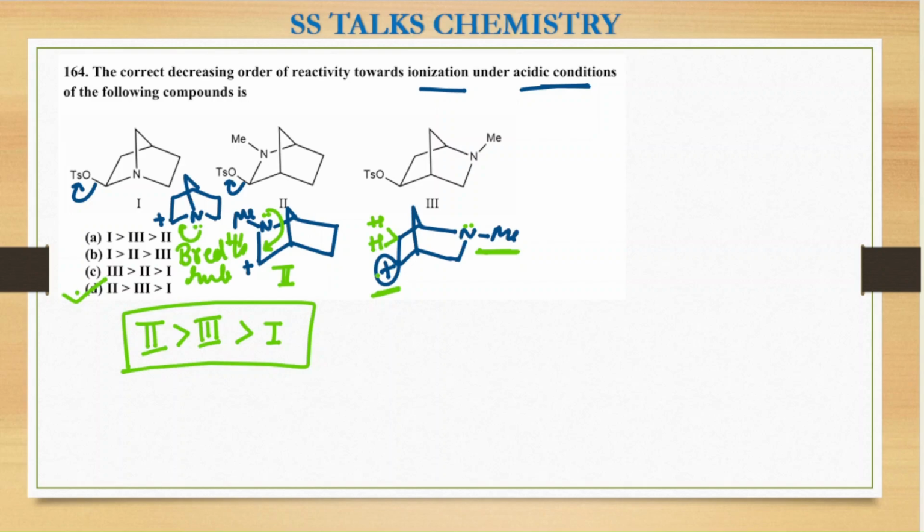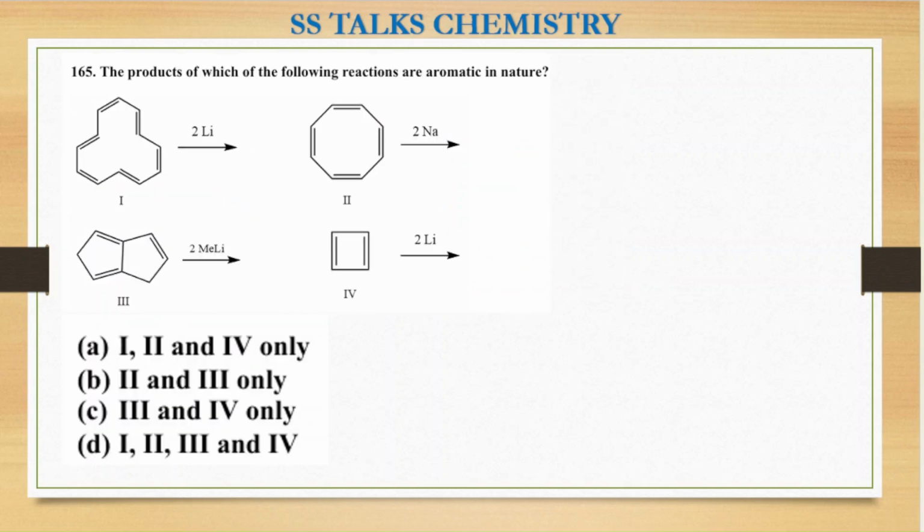So now let us move on to the next question, that is this one. This is from your aromaticity topic. The reactions have been given. You have to find where the products you are getting are aromatic in nature. So in the first molecule, how many double bonds are present? You can count it: 1, 2, 3, 4, 5, and 6 you are having.